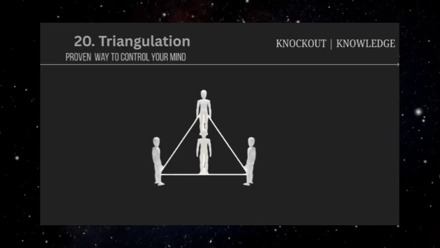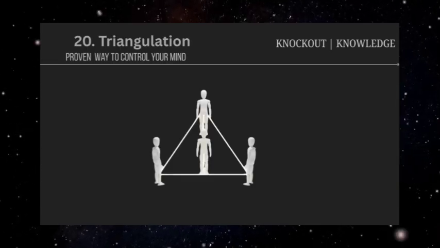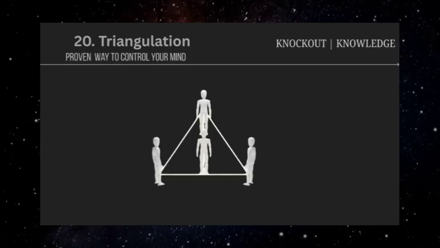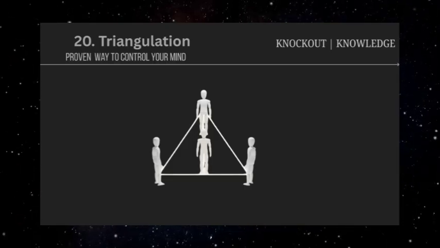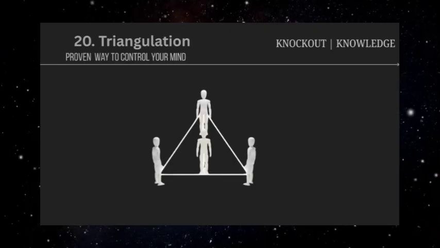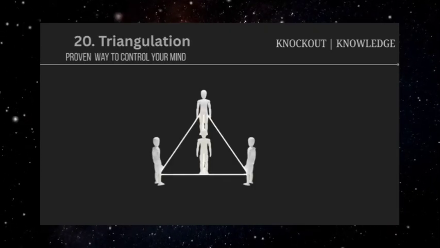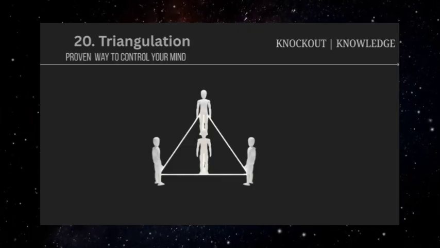What makes triangulation particularly manipulative is that it often involves people or standards that can't be directly consulted or challenged. The third party might be an ex-partner who isn't present to clarify their actual opinions, a generalized group like everyone, or most people, or abstract standards that can't be objectively verified.